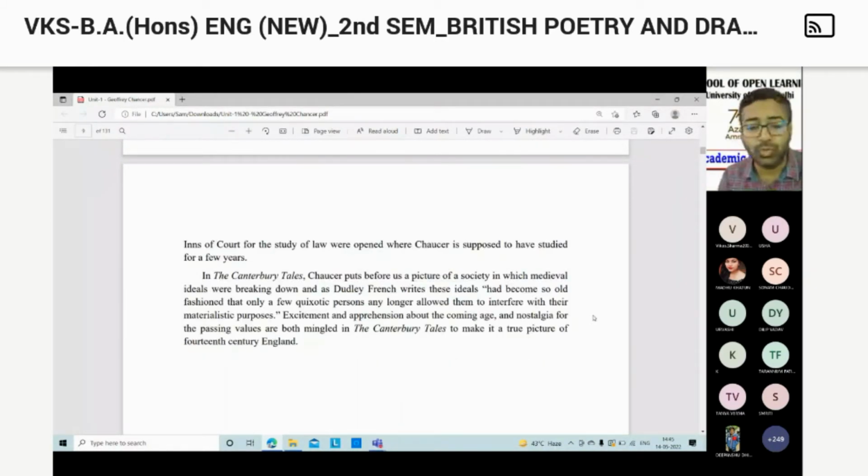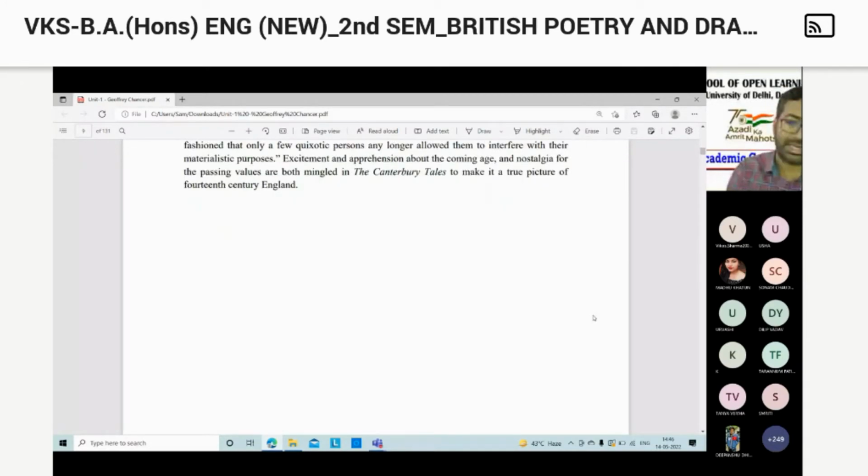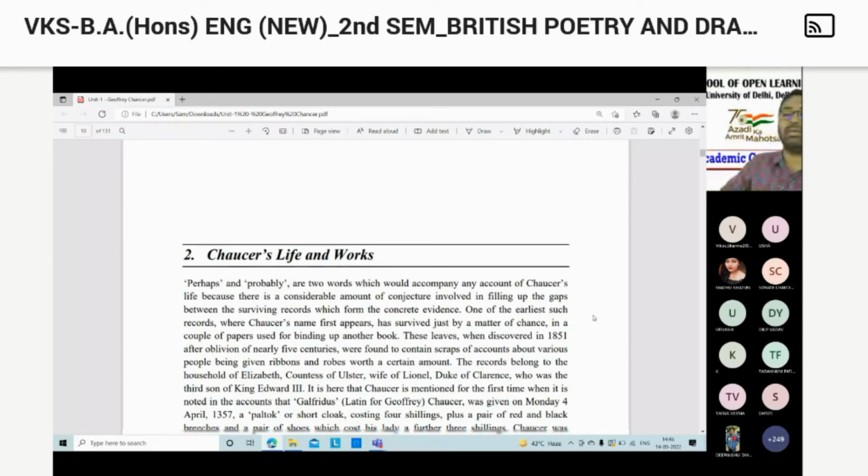And in the last paragraph, you can see that in the Canterbury Tales, Chaucer puts before us a picture of a society in which medieval ideas were breaking down. And as Dudley French writes, these ideas had become so old-fashioned that only a few quixotic persons any longer allowed them to interfere with their materialistic purposes. Excitement and apprehension about the coming age, and nostalgia for the passing values, are both mingled in the Canterbury Tales to make it a true picture of 14th century England. So this is a very faithful picture presented in the Canterbury Tales.